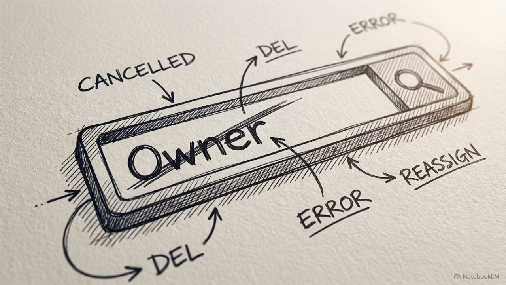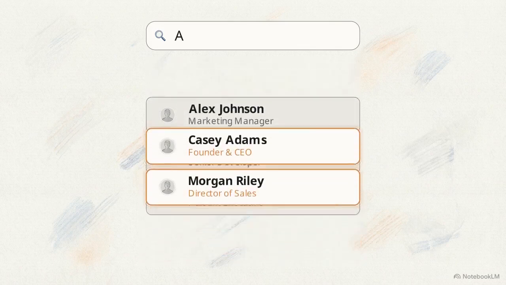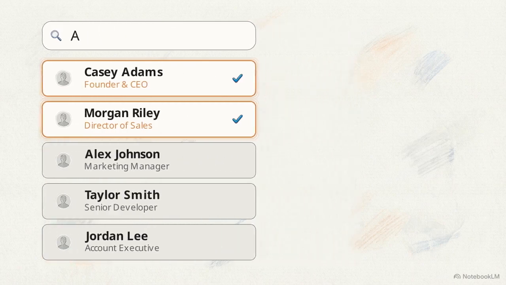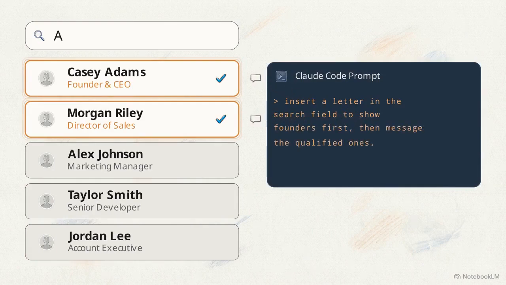Instead of telling the AI to search the exact word owner, we are going to use a specific platform trick. We instruct it to insert a single letter into the search field, like A or B. Inputting a single letter forces LinkedIn's algorithm to surface high-value profiles, like founders and directors, at the very top. Add this to your prompt. Insert a letter in the search field to show founders first, then message the qualified ones.